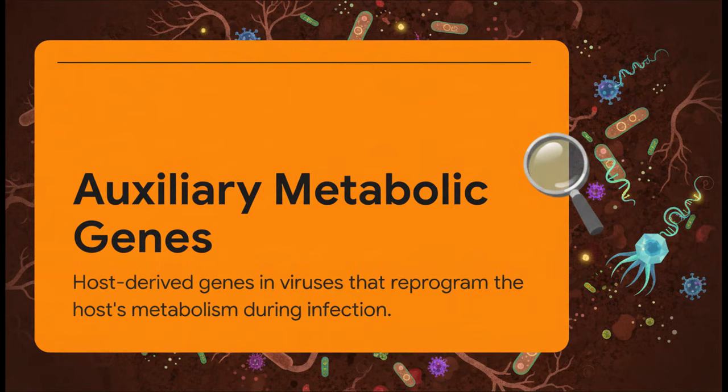This is where viruses actually integrate their DNA right into the host bacterium's genome, and they bring tools with them, known as auxiliary metabolic genes, or AMGs. These are host-derived genes carried by viruses that literally reprogram the host's metabolism during infection. Essentially, the virus hacks the bacteria's software to completely change how it processes carbon.